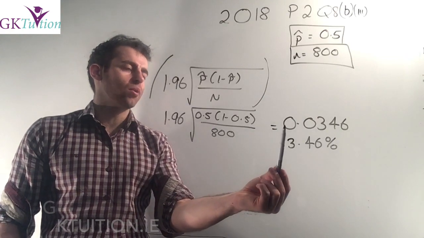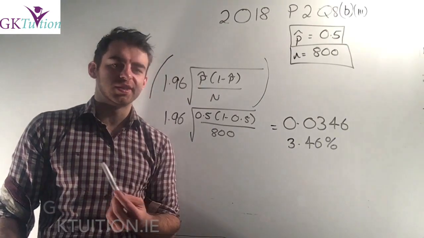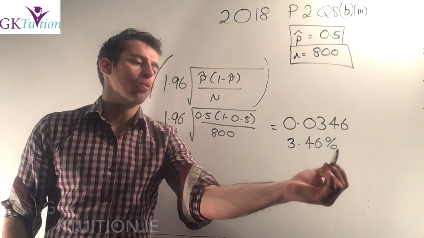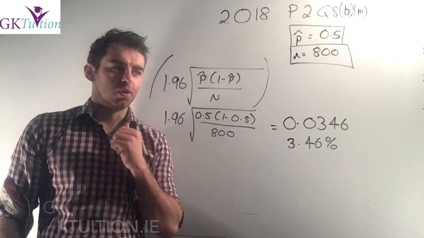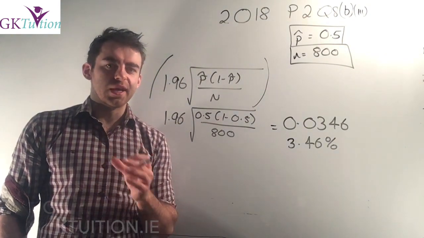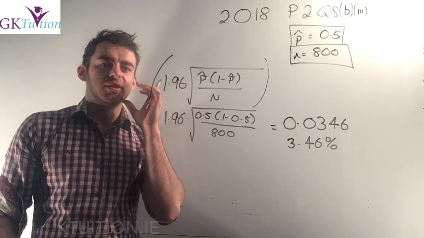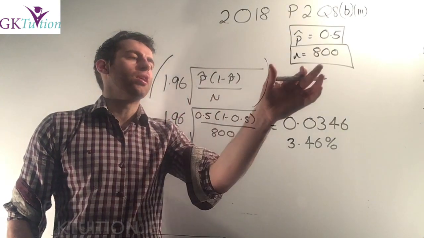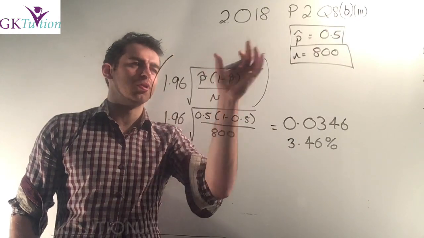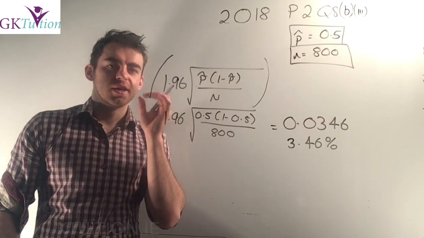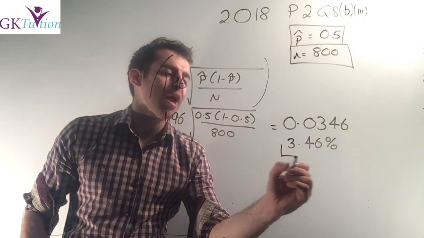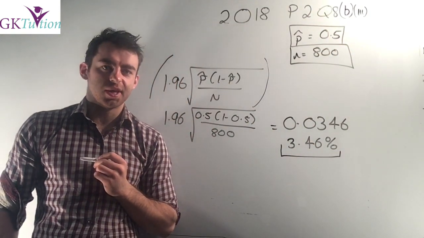If you plug it in, it works out as 0.0346, which as a percentage is 3.46%. So if you take a sample size of 800 in any set of data, and you're using sample proportion, the maximum degree to which your sample proportion could be wrong, the maximum possible error, is 3.46%.